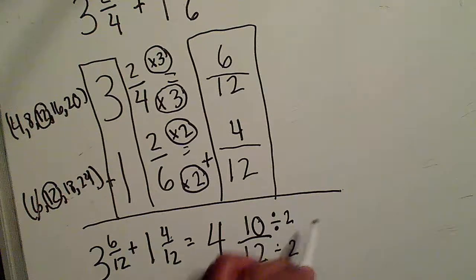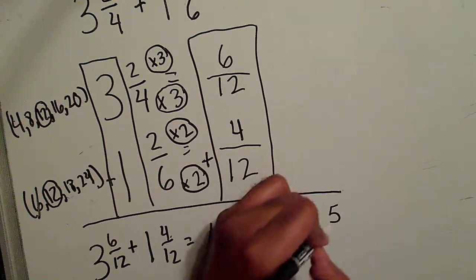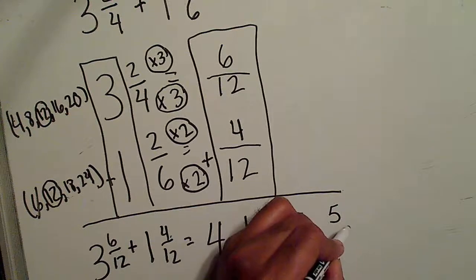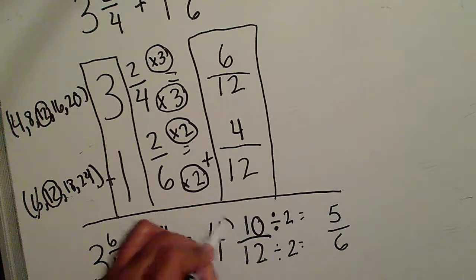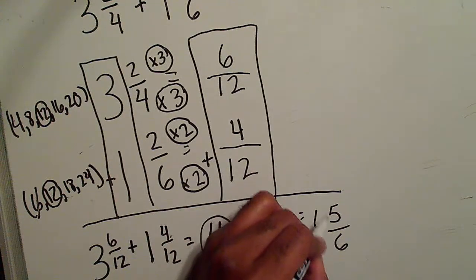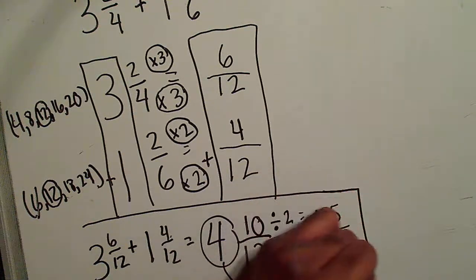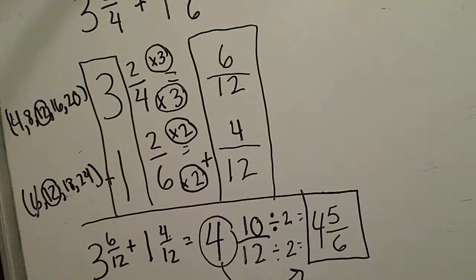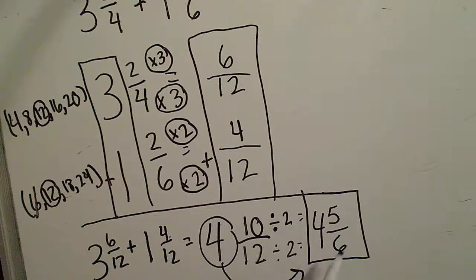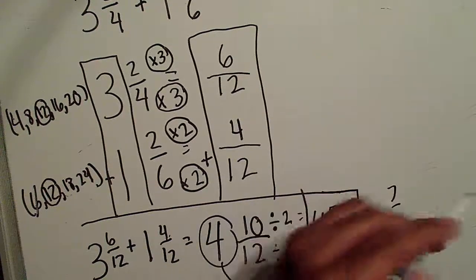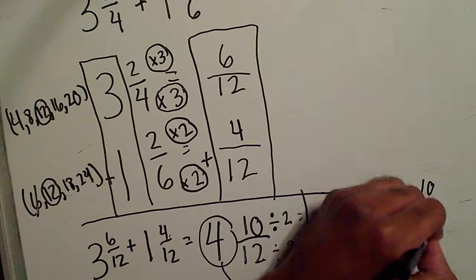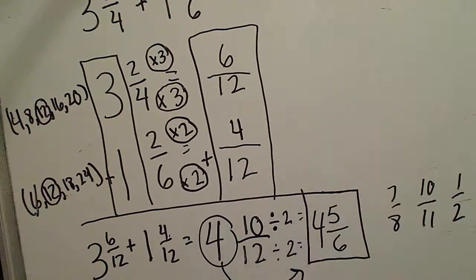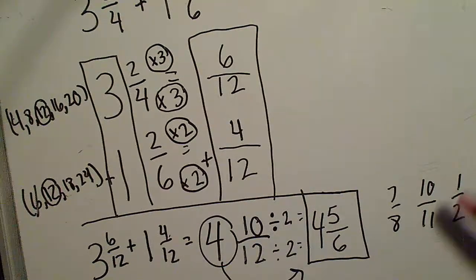Alright, so 10 divided by 2 equals 5. And 12 divided by 2 equals 6. Don't forget to bring your whole number over. And so now your final answer is 4 and 5/6. A good way to know about simplifying is if you have a fraction with consecutive numbers, like 5/6, or if it was like 7/8 or 10/11, or like the most common 1/2. Any fraction that has consecutive numbers like this, you should know, is automatically a simplified fraction.